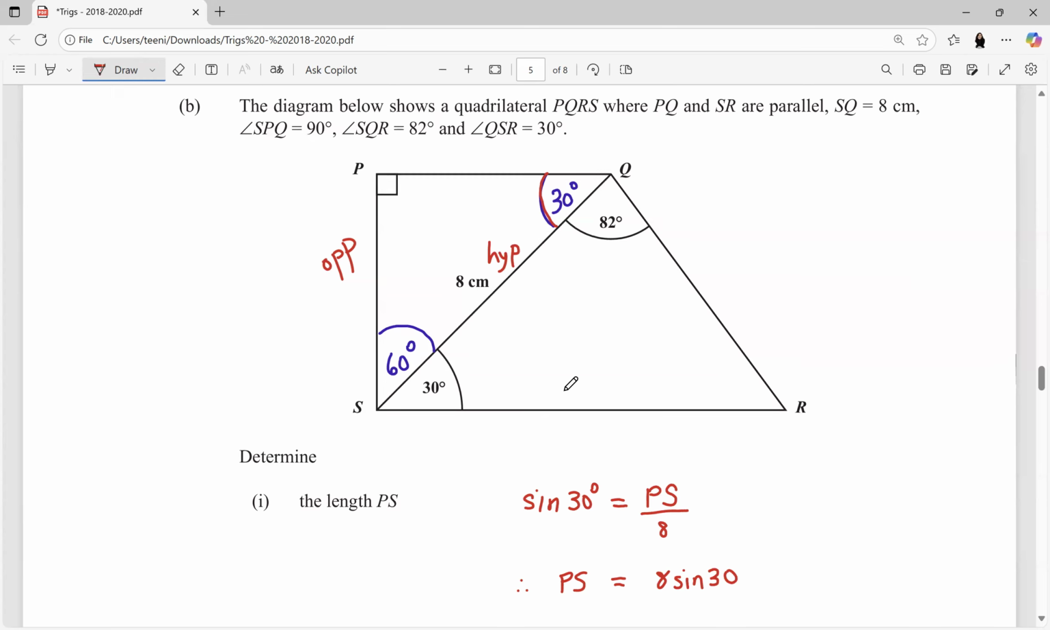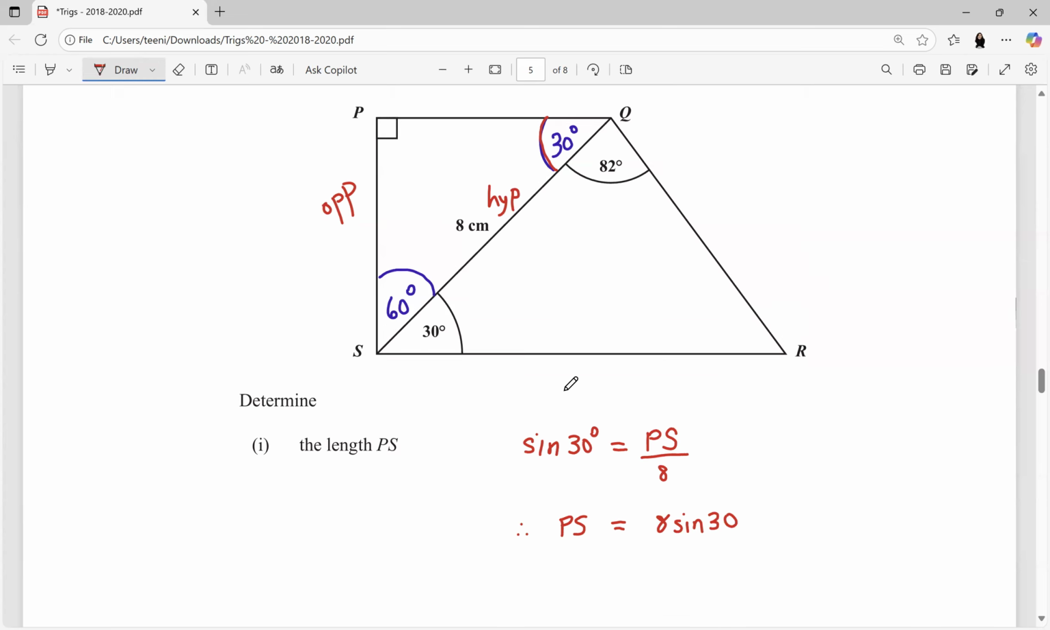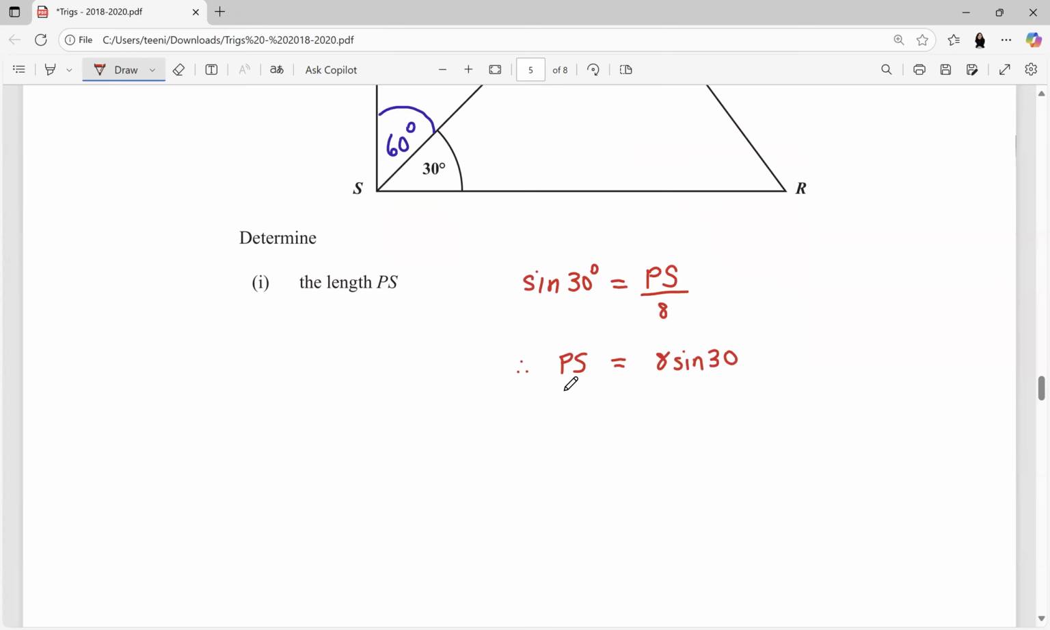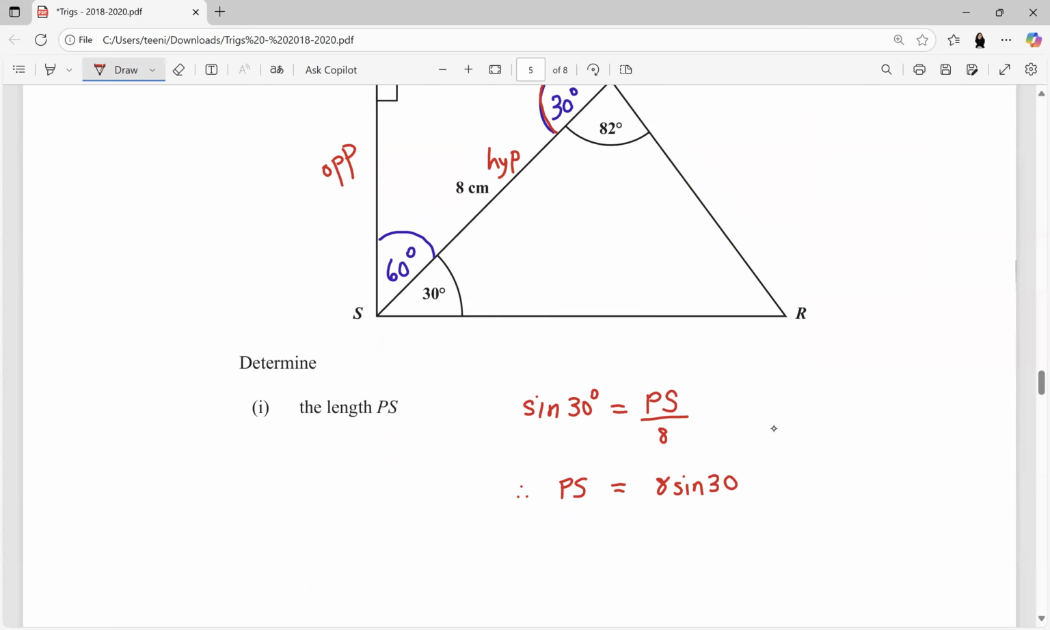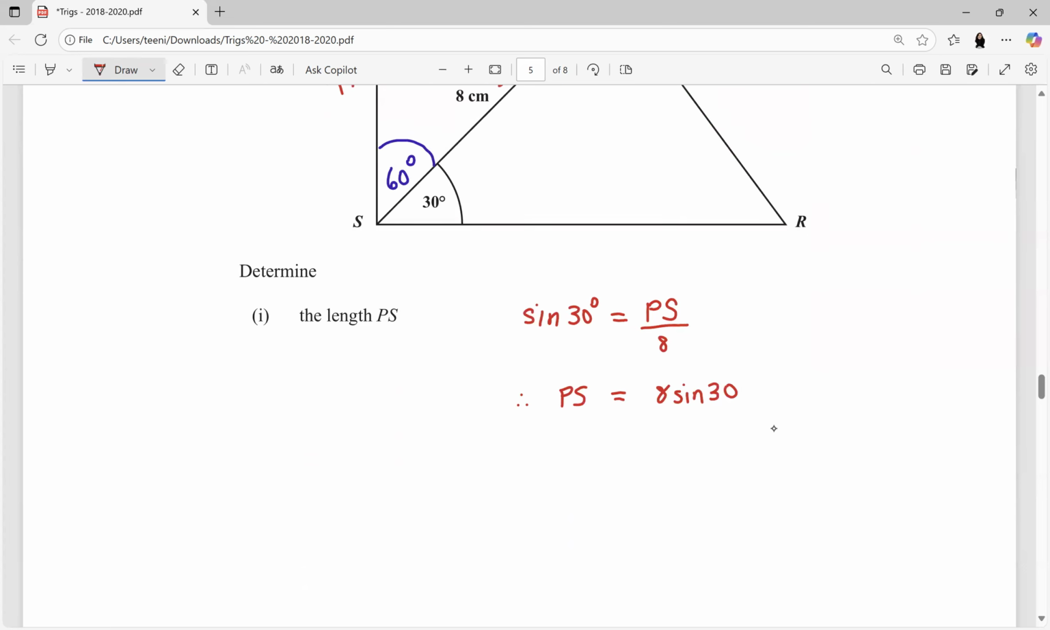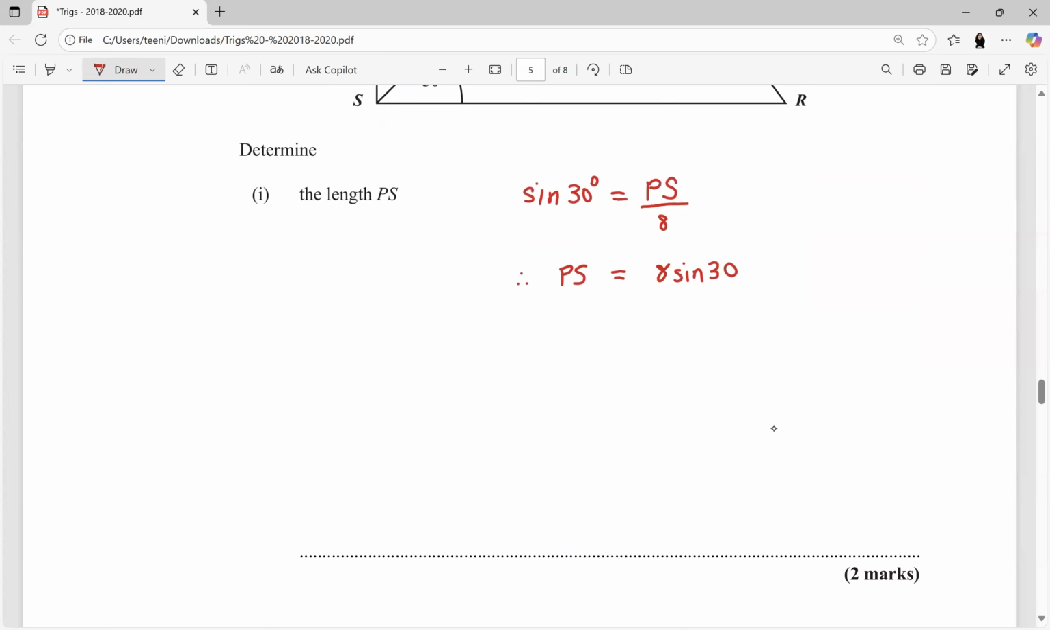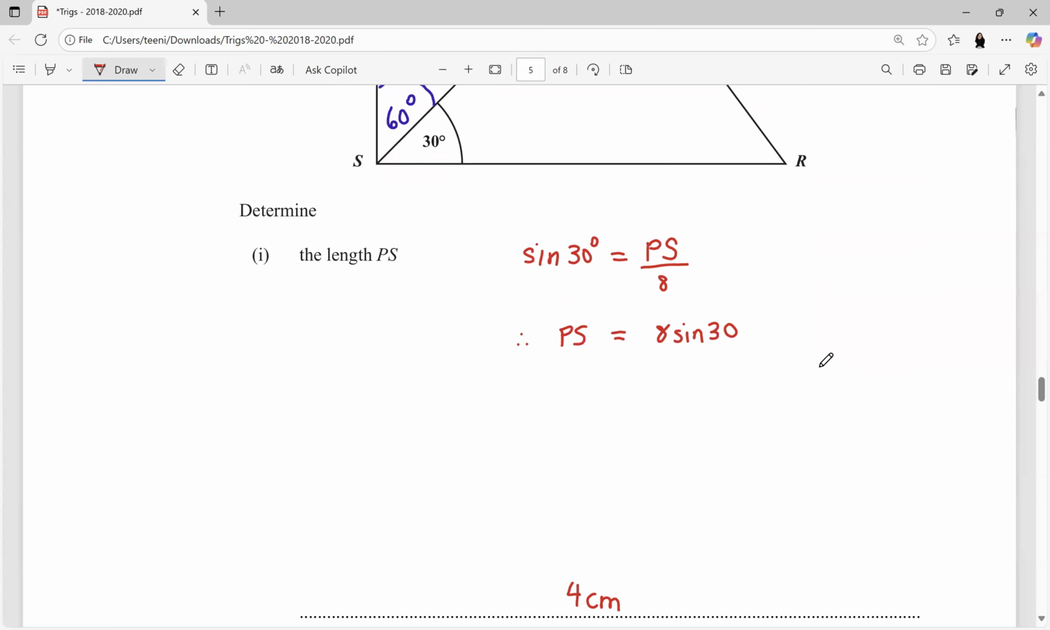Anybody got through with this question? 8 sine of 30. Yeah, miss. What's the answer? Hold on. Pat, what you got for the answer? 4 centimeters. That's correct. 4 centimeters is correct.